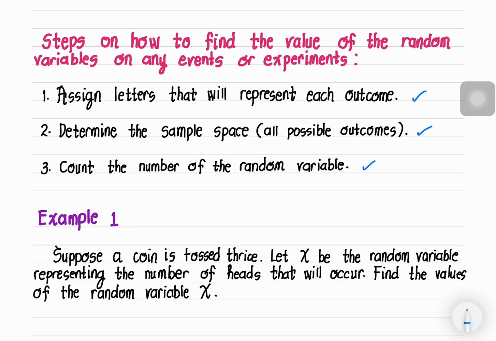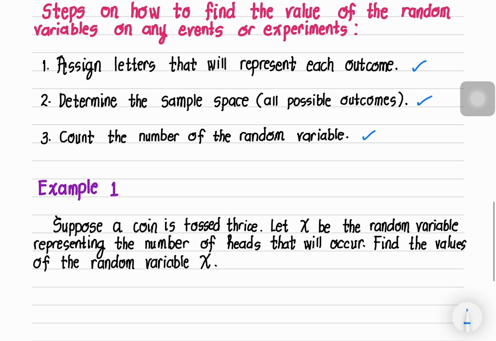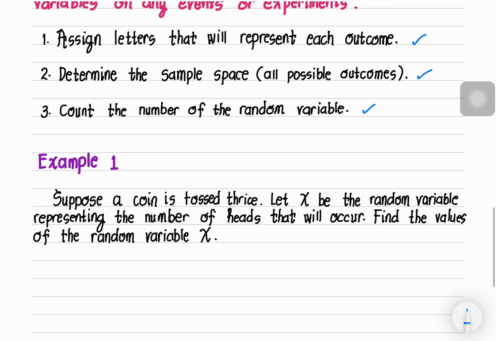Okay? So example, suppose a coin is tossed thrice. Let X be the random variable representing the number of heads that will occur. Find the values of the random variable X. Okay. So first, we will assign letters sa mga possible outcomes natin doon. Since magtotoss tayo ng coin, of course, we will represent head as H and then tail as T, right? Okay. Kasi nag-toss tayo ng coin.